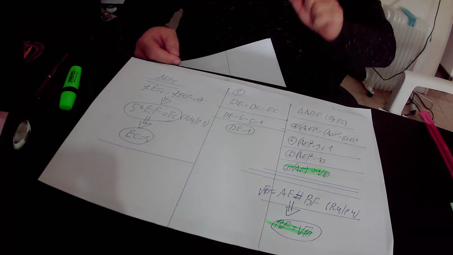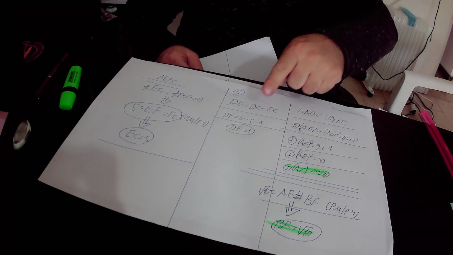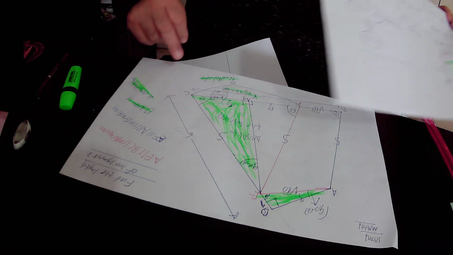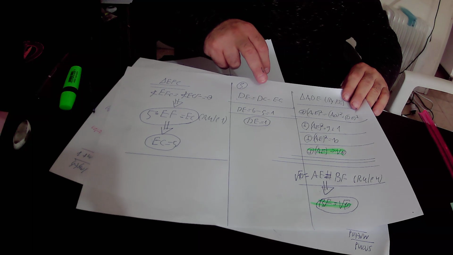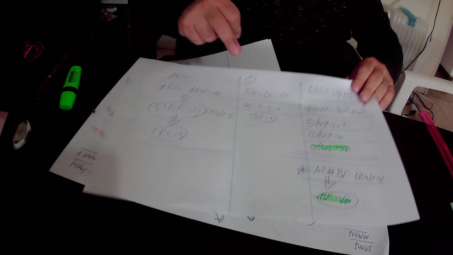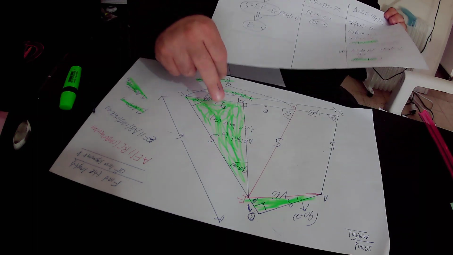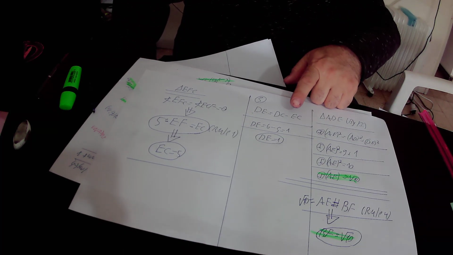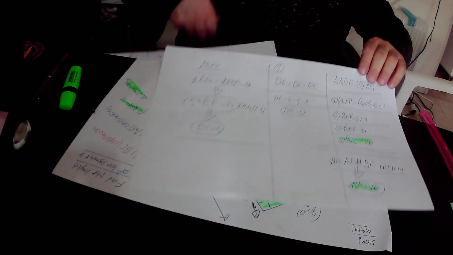DE equals DC minus EC. So DE equals DC, where DC is 6 units minus EC. EC is 5 units. So in conclusion, we found out that DE equals 6 minus 5, that is 1. So DE equals 1 unit.